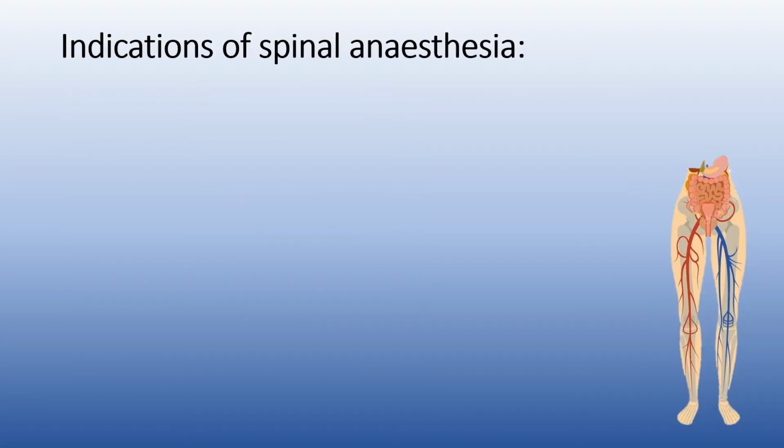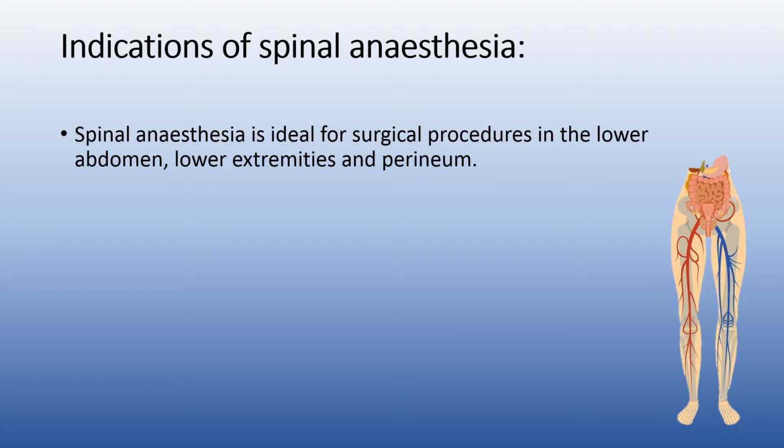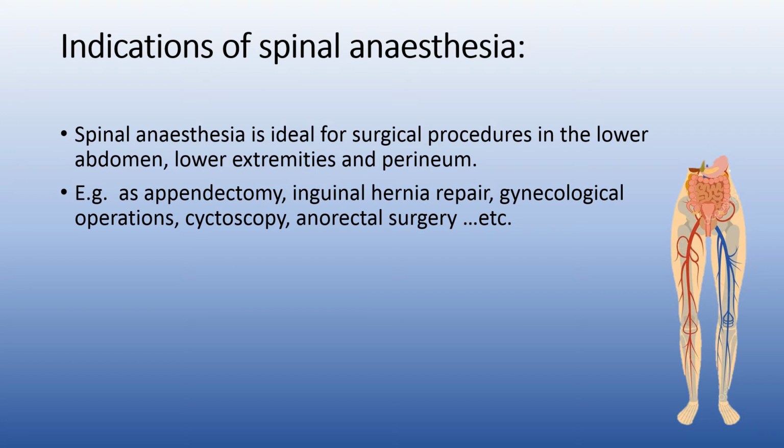Indication of spinal anesthesia. Spinal anesthesia is indicated for surgical procedures in the lower abdomen, lower extremities, and perineum. Examples: appendectomy, inguinal hernia repair, gynecological operation, cystoscopy, anorectal surgery.